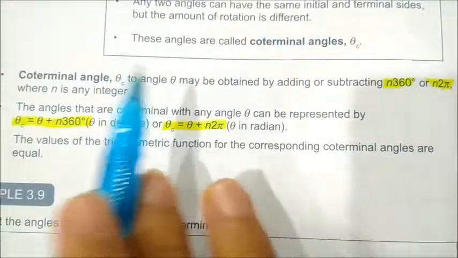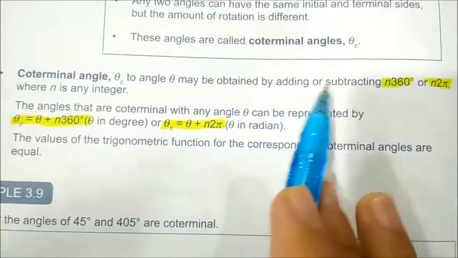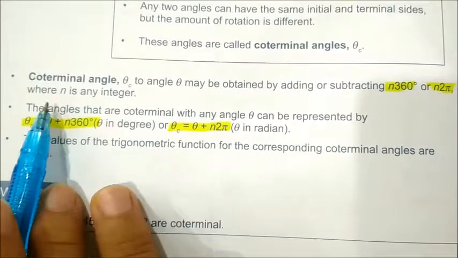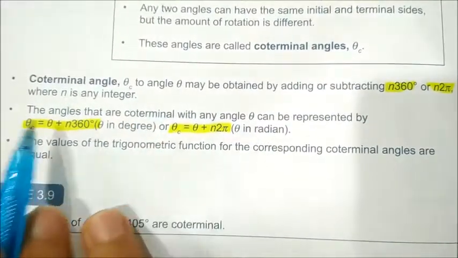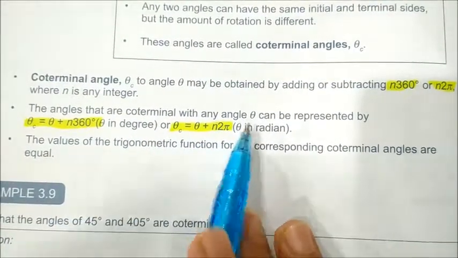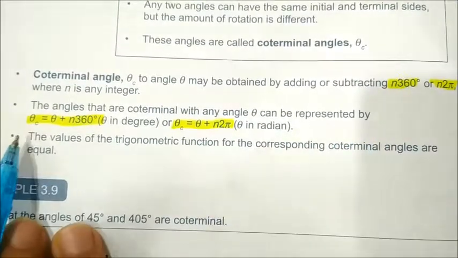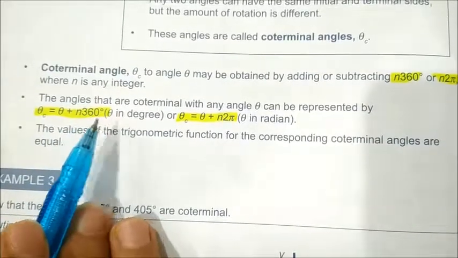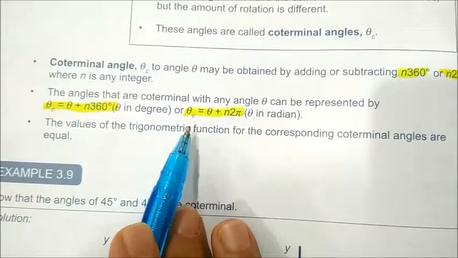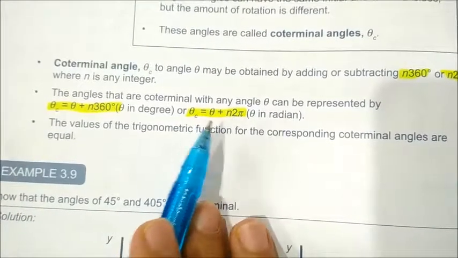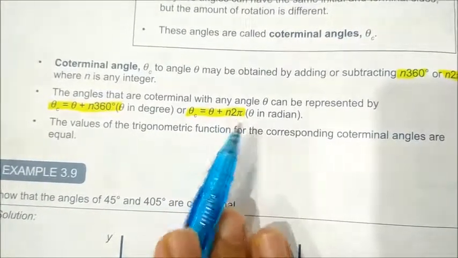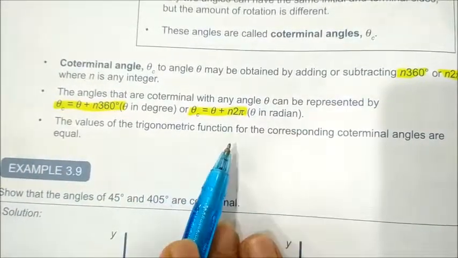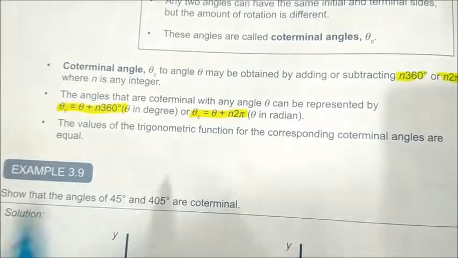A coterminal angle may be obtained by adding or subtracting n times 360 degrees or n times 2 pi, where n is any integer. The angles that are coterminal with any angle can be represented by: coterminal angle equals angle plus n times 360 degrees, where the angle is in degrees, or coterminal angle equals angle plus n times 2 pi, where the angle is in radians. The values of the trigonometric functions for the corresponding coterminal angles are equal.